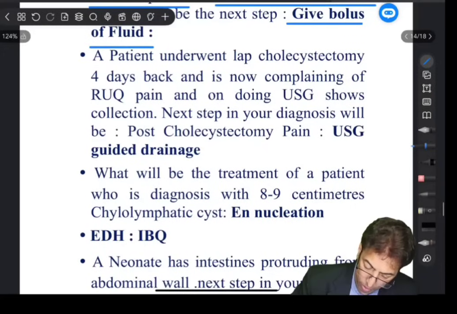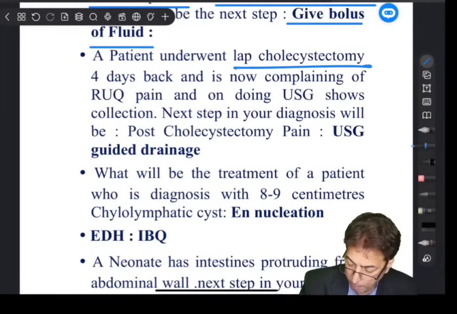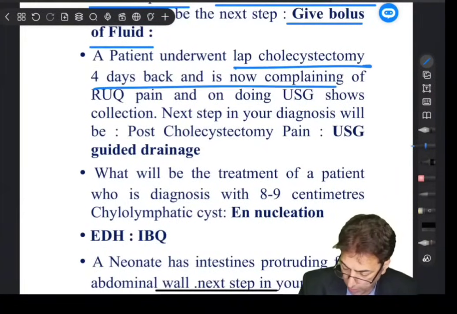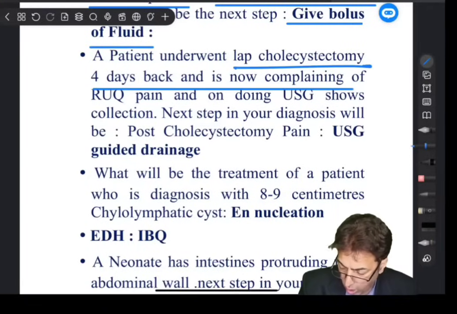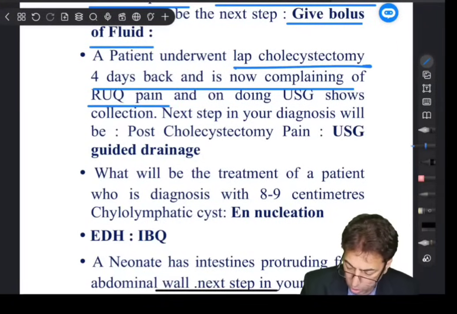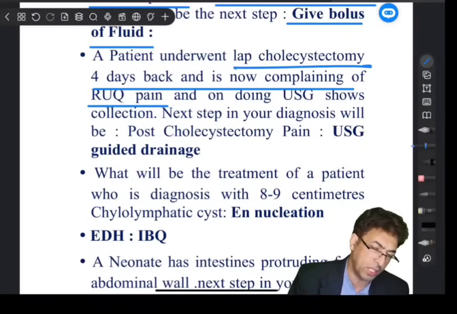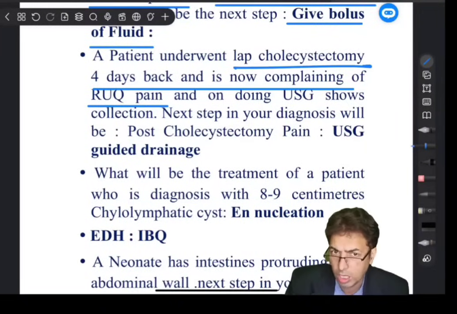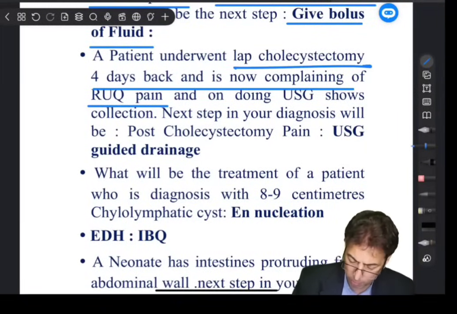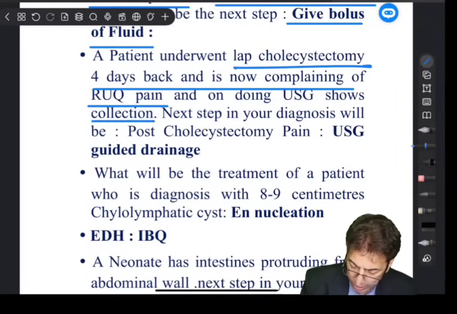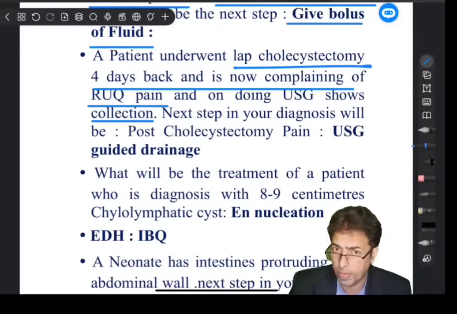Then a patient had a lap cholecystectomy 4 days back, and now this is important: cholecystectomy, 4 days back, and now complaining of right upper quadrant pain. Cholecystectomy itself presents with right upper quadrant pain, and in case this patient presents with the same things even after cholecystectomy, and USG shows a collection within this area, the area from where the gallbladder was removed.